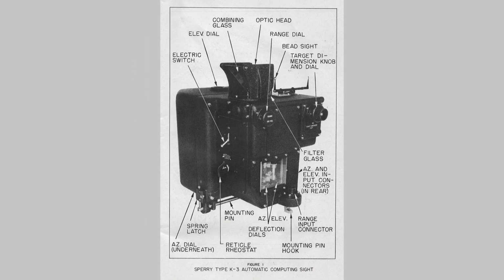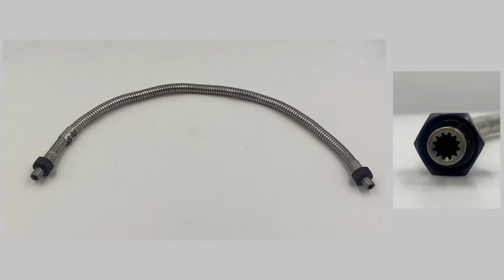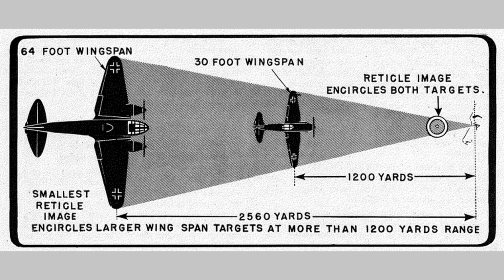The K3 computing sight was used exclusively in the Sperry top turret of the B-17. It connected to the turret with drive cables that provided the elevation and azimuth changes to the sight. The gunner only needed to input the wingspan of the target fighter. Why does the wingspan matter to the deflection calculation? Well, it doesn't, but when it is known, the gunner can use the sight to determine the range to target, and range plays a big part in the calculation.